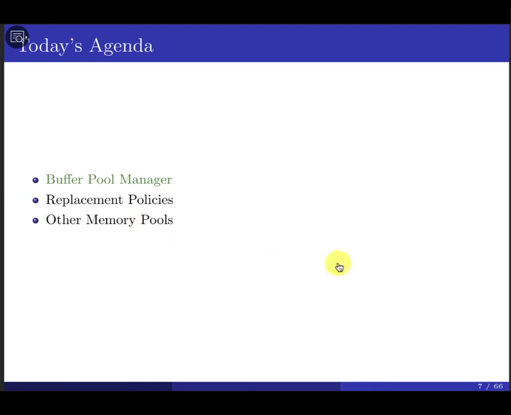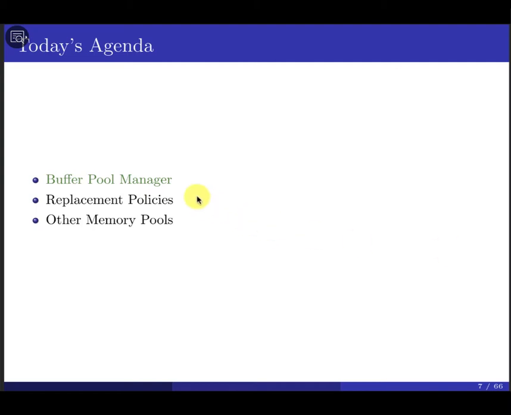We're going to cover some of them in the coding assignment, where you're going to implement a simple replacement policy. We're also going to look at other memory pools, for example, other components of the data system that need memory in general. You're going to see not only the buffer pool, but other memory spaces where you need to allocate memory for the other components of the data system. You're going to see some of them.